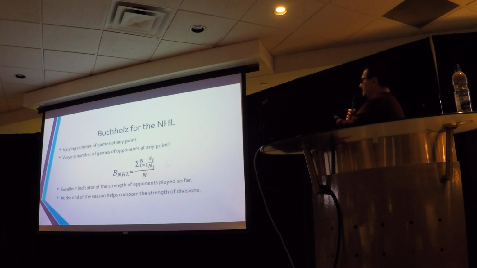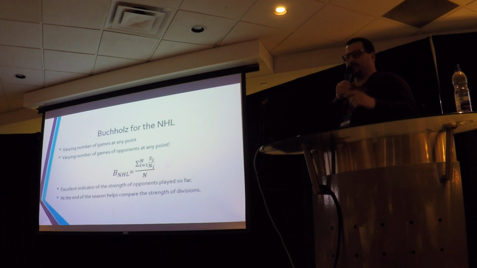So the Buchholz is the sum of points per game of the opponents divided by the number of games played by the specific team. And it turns out it's a very good indication of the strength of the opponents played so far. And at the end of the season, it can show which division is actually stronger this season in the NHL.